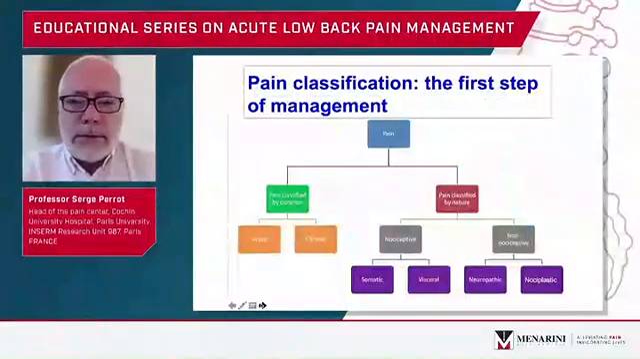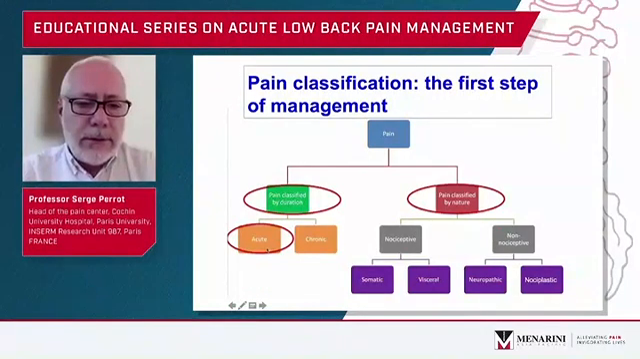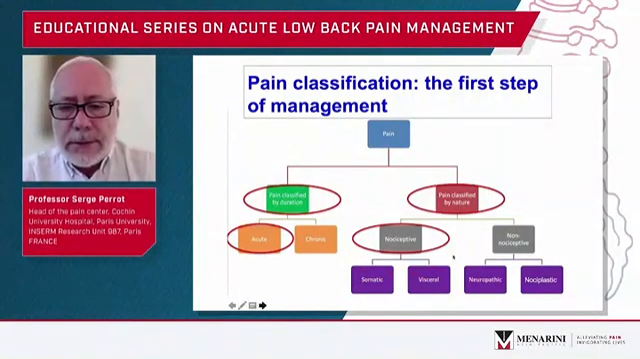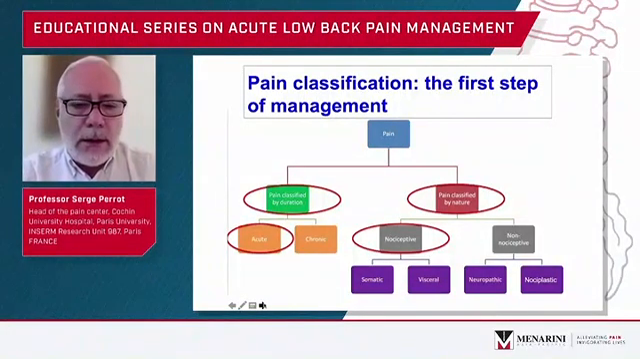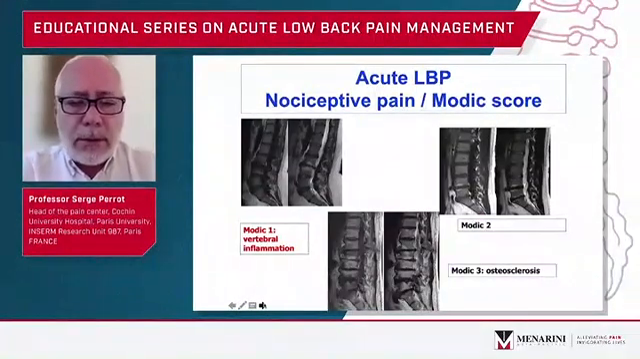First of all, pain classification is really the first step of the management. As I mentioned, we should first see if pain is acute, because the mechanisms are different. And if it is acute, do we have nociceptive and non-nociceptive, for example, neuropathic pain mechanisms? I will explain more deeply what we can find in acute back pain.